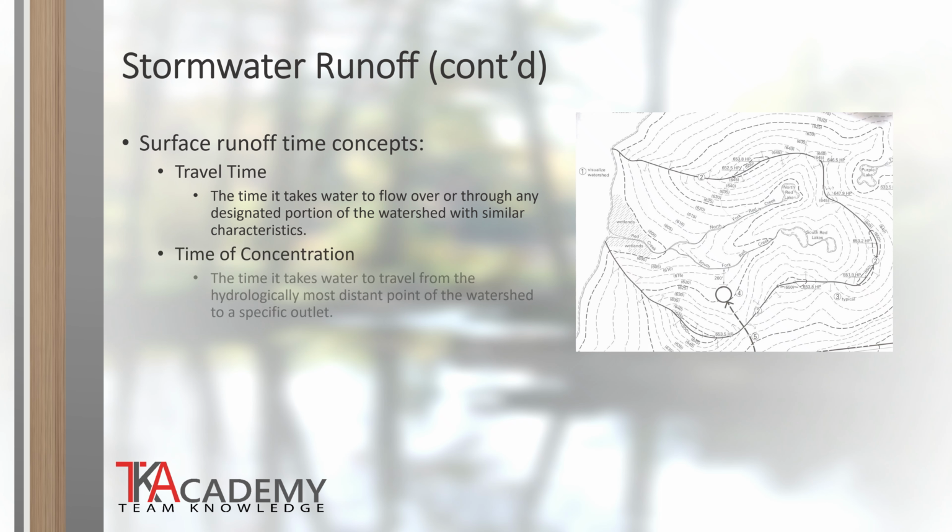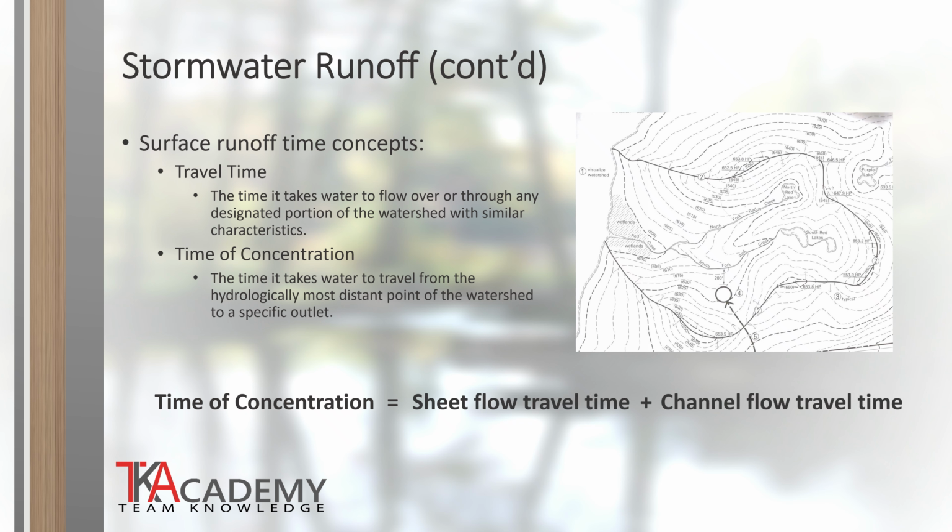This is defined as the time it takes the surface runoff to travel from the hydrologically most distant point of the watershed or basin to the specific outlet or point of discharge. The time of concentration equals the travel time of the sheet flow plus the travel time of the channel flow within the basin area.